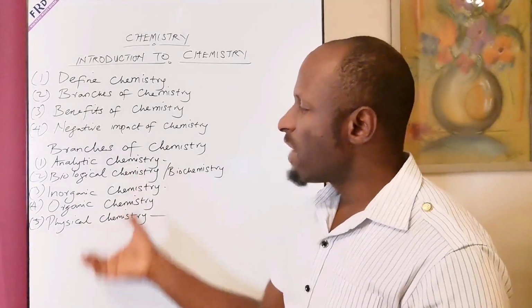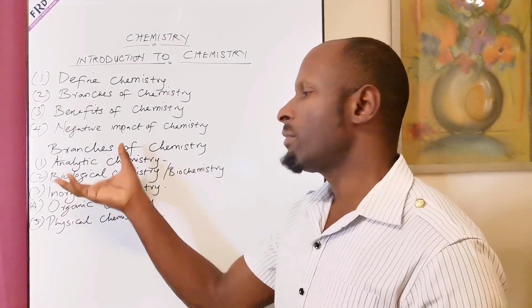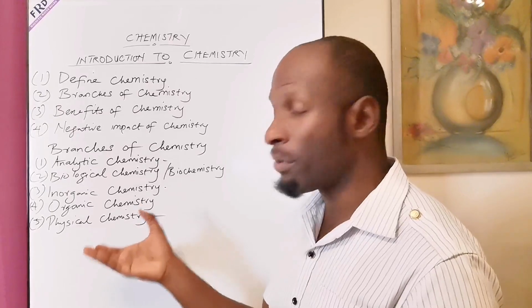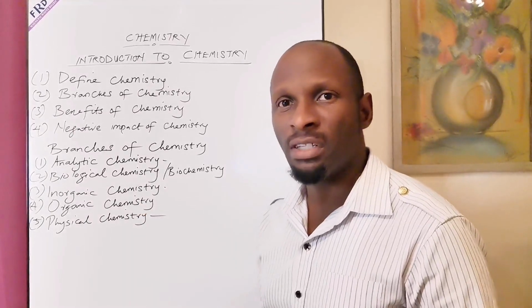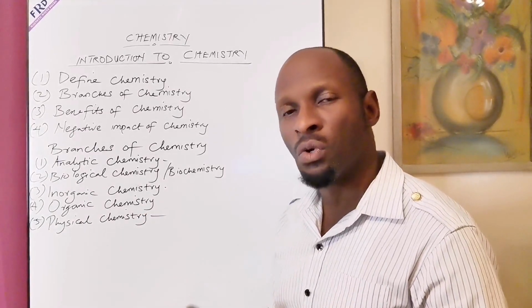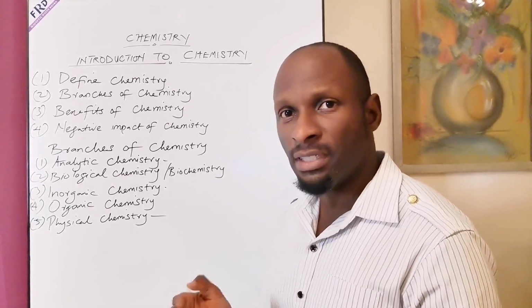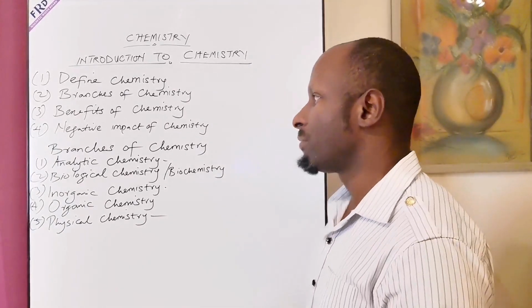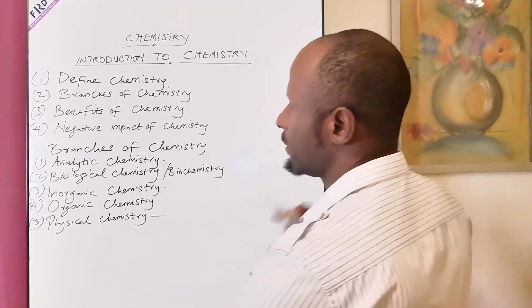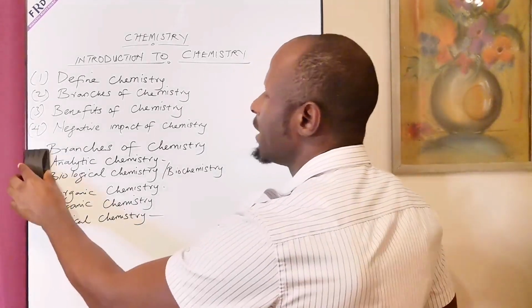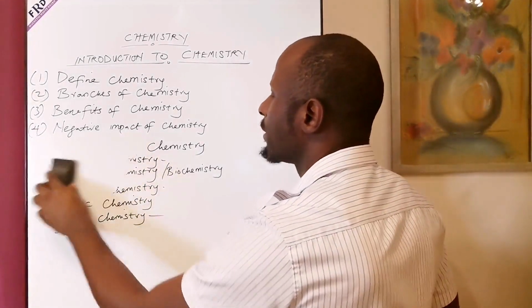Now, these are the 5 basic chemistry branches that are covered at the high school level in terms of what? Chemistry. Now, having said this, let's talk about the benefits of chemistry.